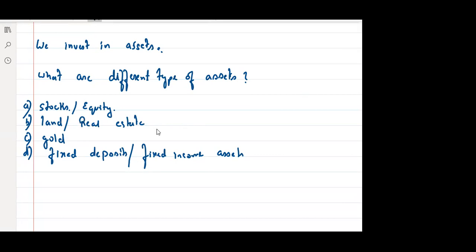Sir, I have a doubt. How is gold an asset? Because we buy gold, then how does it give value? Okay, I will give you an example. Suppose you had bought 10 grams of gold 20 years back. So tell me, what would be the price of gold 20 years back?